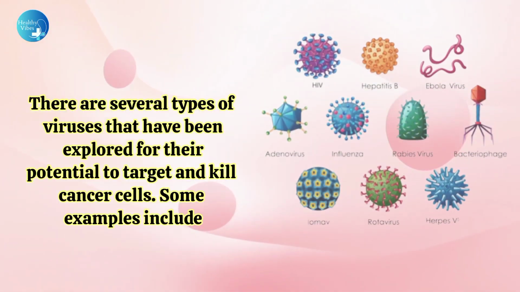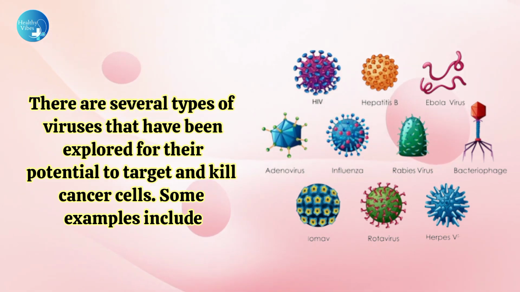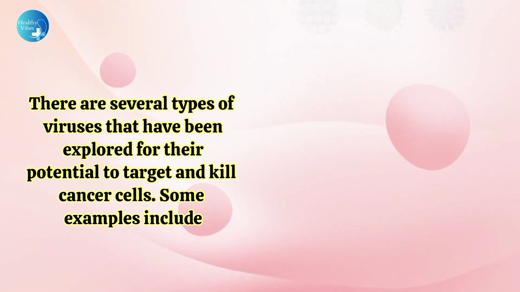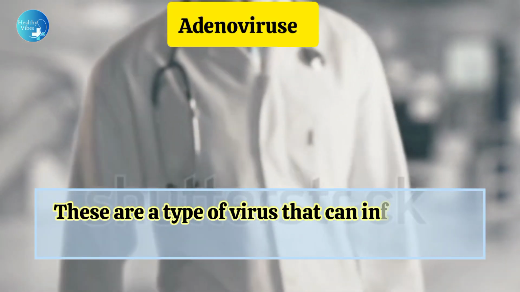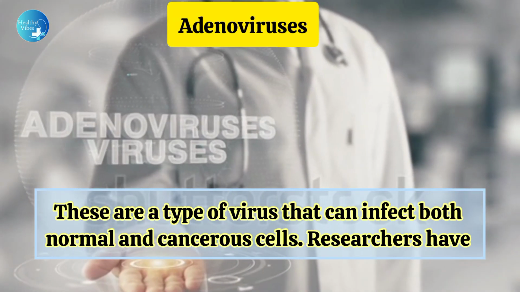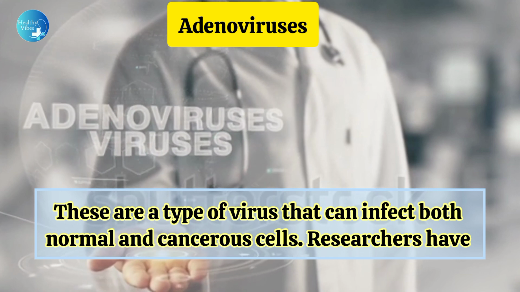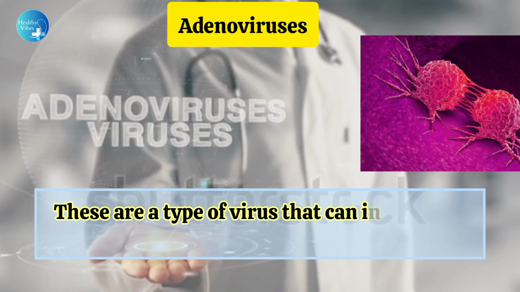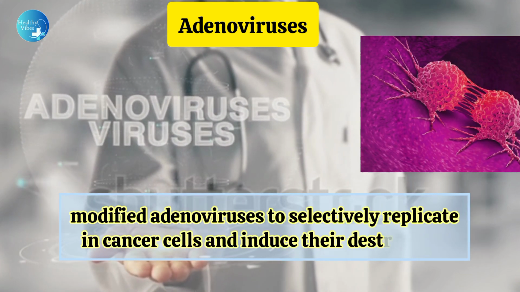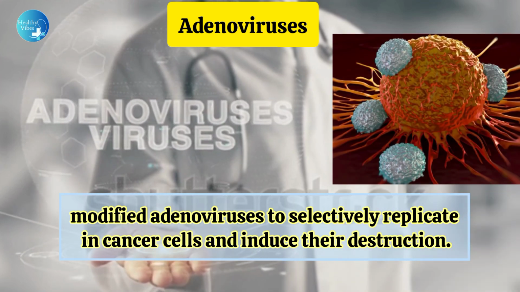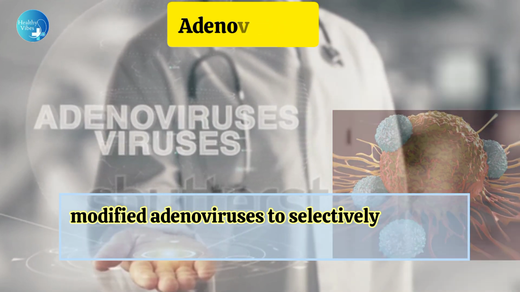There are several types of viruses that have been explored for their potential to target and kill cancer cells. Some examples include adenoviruses. These are a type of virus that can infect both normal and cancerous cells. Researchers have modified adenoviruses to selectively replicate in cancer cells and induce their destruction.